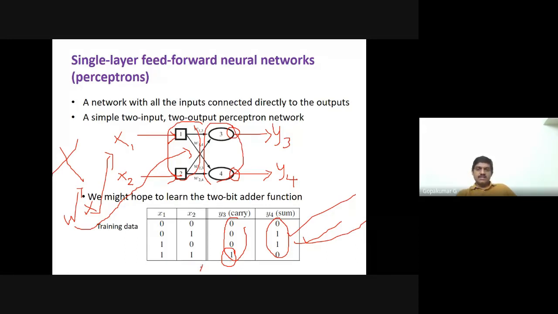So this is called an AND function. And this other function, when the inputs are different, gives the output as one. That means 0 and 1, or 1 and 0. This function is called an XOR function.